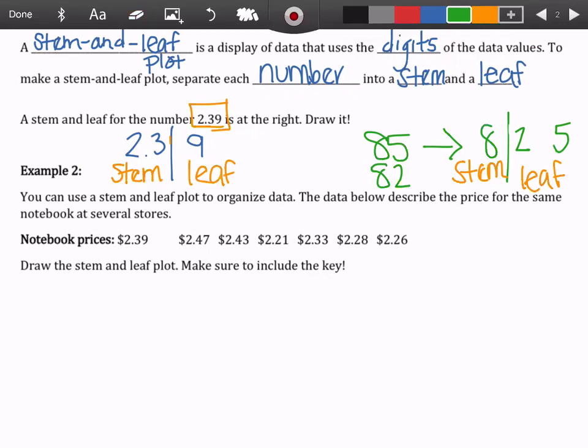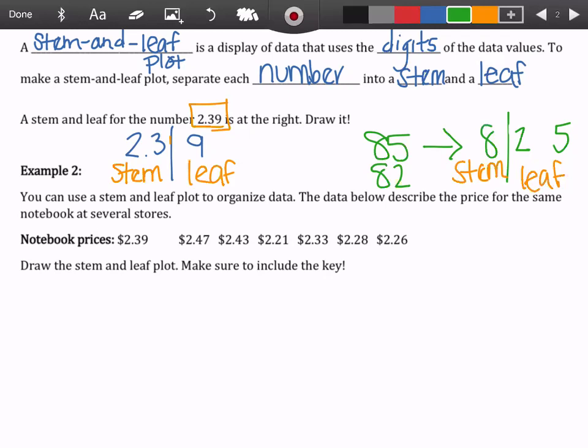So we're going to construct a stem and leaf plot to organize the data below. All the data below has decimals. We are talking about money. It is describing the price for the same notebook at several different stores. So we have all these notebook prices.